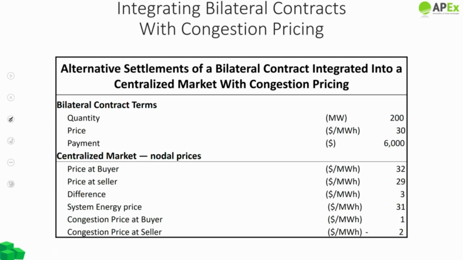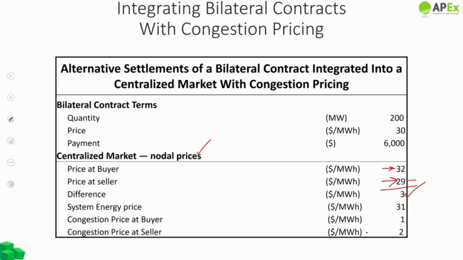Now, this example takes the same bilateral contract and shows how to handle the financial settlement in a day ahead auction with a nodal pricing system that reflects the price of congestion between the buyer's and the seller's locations. As you can see, the price at the buyer is $32 per megawatt hour, while the price at the seller location is $29. The difference between these two locations is $3 per megawatt hour.